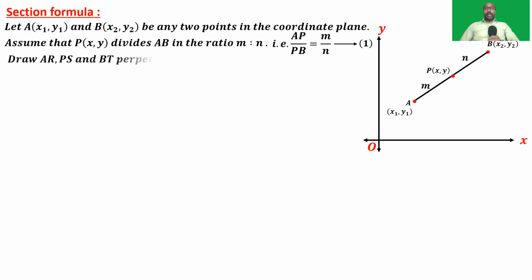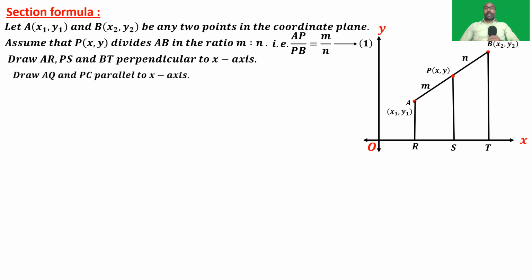Now draw the perpendiculars from A, P, and B on the x-axis. AR, PS, and BT are the perpendiculars from the points A, P, and B on the x-axis. Also draw AQ and PC parallel to the x-axis.